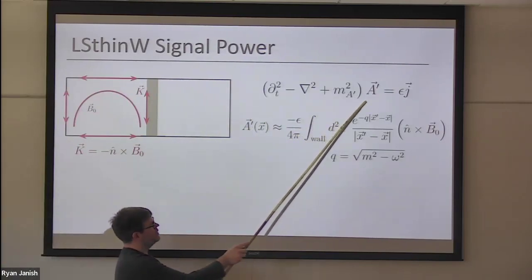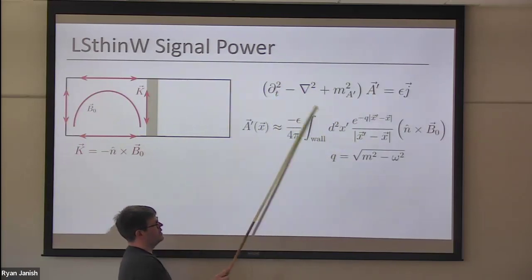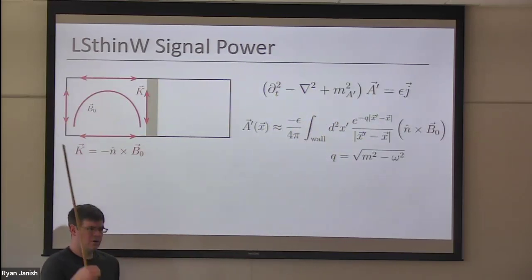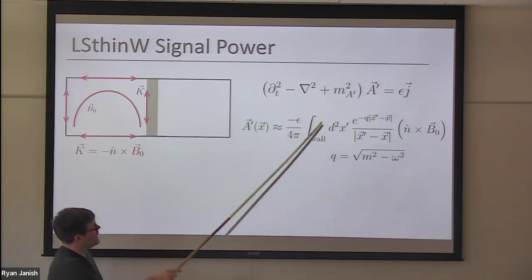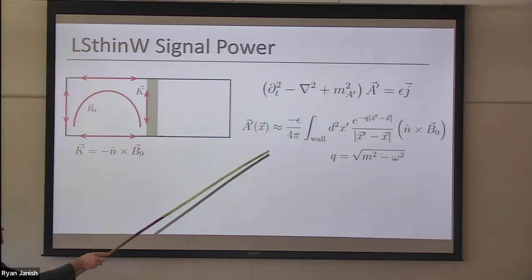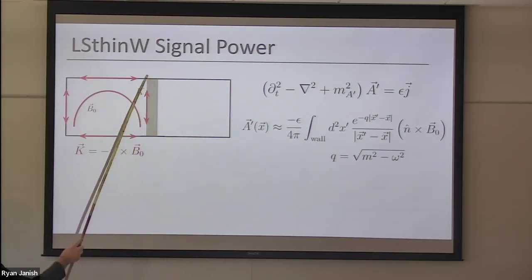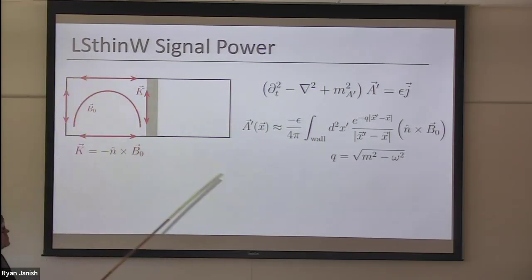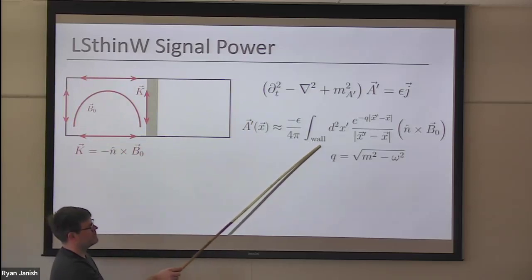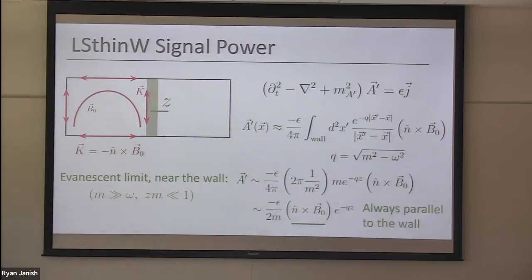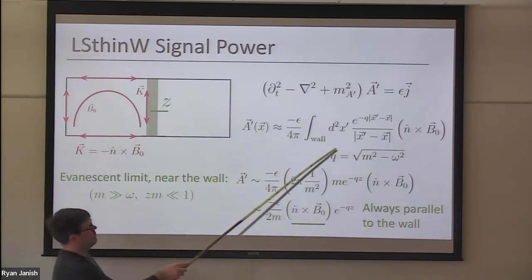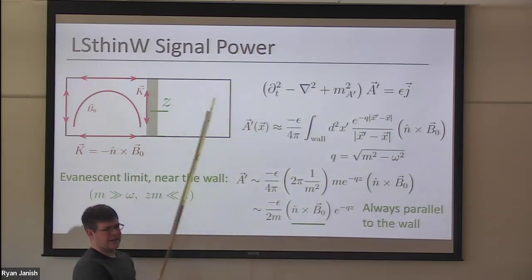The A prime field, we're working in the propagation basis, where A prime is sourced by electromagnetic currents. So we can get the A prime field by just integrating the Green's function of the currents on the surface here. So we do some surface integral over the emitter cavity to get the A prime field. And this integral in the evanescent limit is actually very easy to just estimate, because the propagator in the Green's function is this exponential suppression.